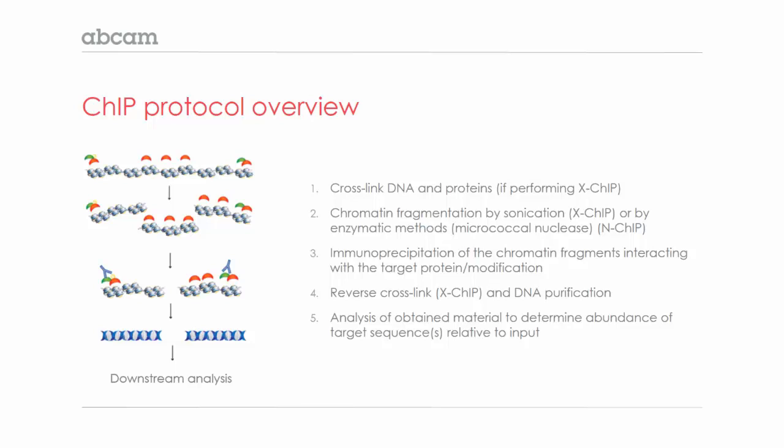Next, a specific antibody of interest is added to bind the protein which is bound to DNA, and this complex is then immunoprecipitated, pulling down only DNA fragments that are directly bound to the target protein. Crosslinks are then reversed if you're doing cross-linking ChIP, and the DNA can be purified for later analysis by PCR, hybridization to a microarray, or sequencing. The abundance of DNA pulled down can be compared to the input, or starting chromatin amount.